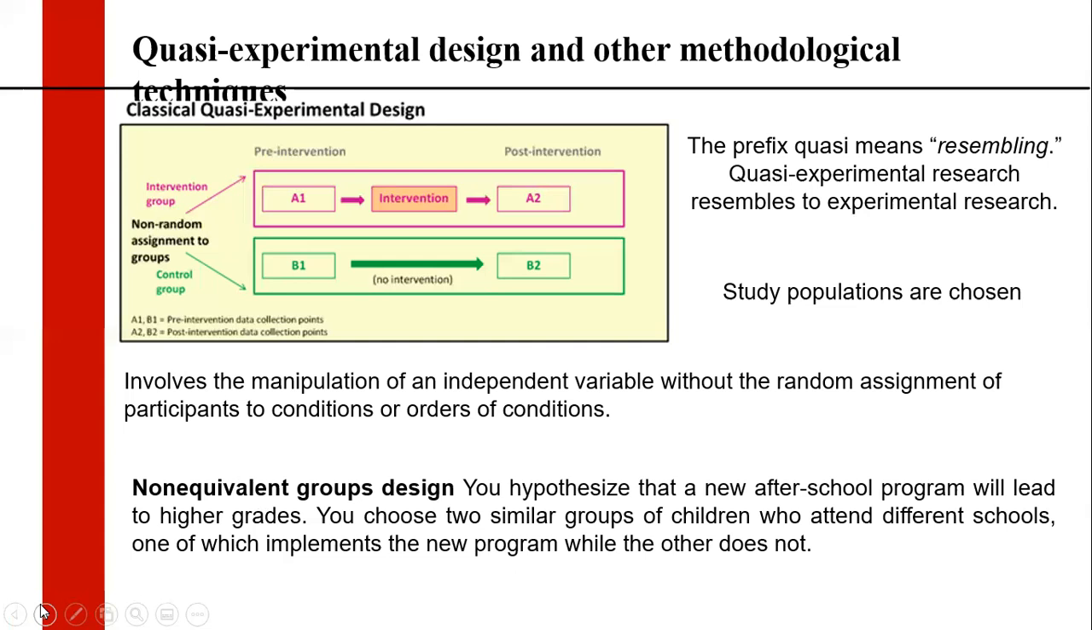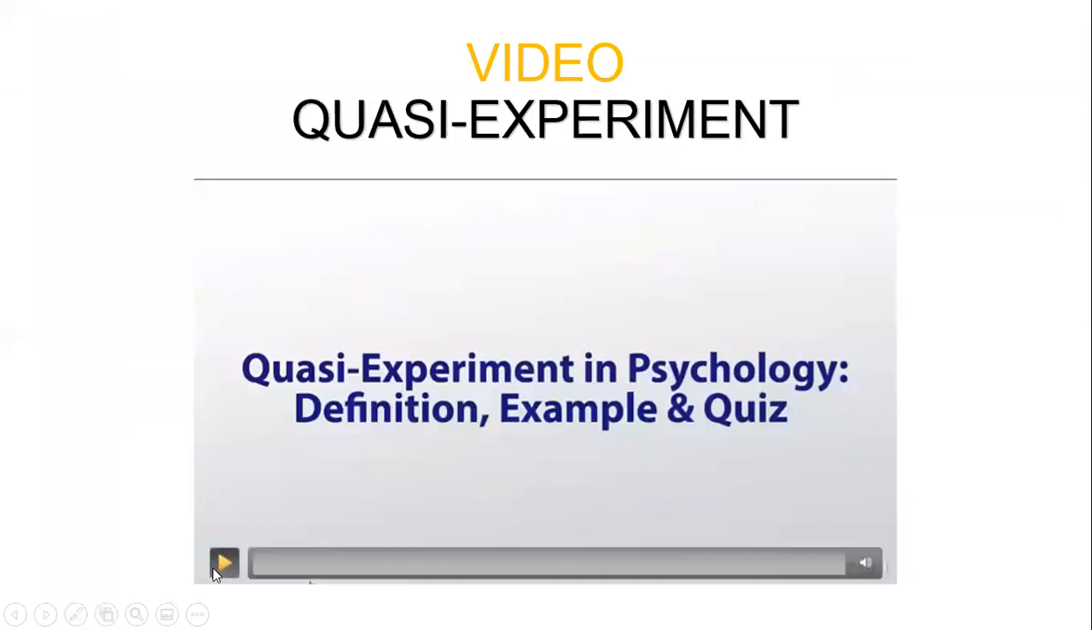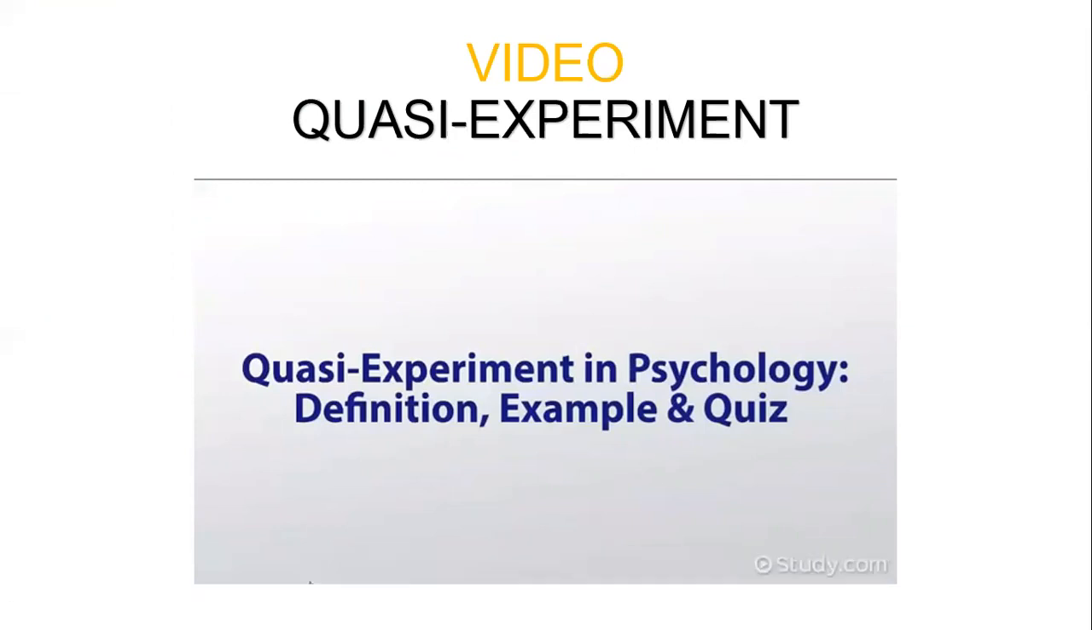So basically, the non-equivalent groups design: you hypothesize that a new after-school program will lead to higher grades. This is an example that I wanted to give you. I hope it's comprehensible. You choose two similar groups of children who attend different schools, one of which implements the new program while the other does not. So this involves the manipulation of an independent variable without the random assignment of participants to conditions. So right now we're going to be watching a video and then I'm going to be giving you more differences between quasi-experimental and the RCT, if it's still not comprehensible.